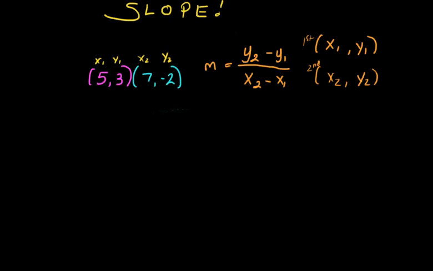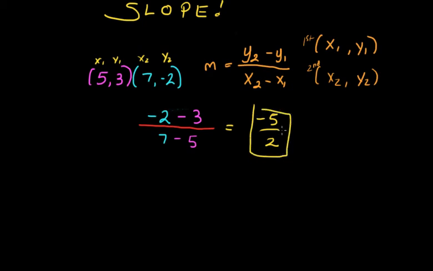All right, so y2 is -2. Okay, and then y1 is 3. So y2 minus y1, -2 minus 3. Cool. Divided by x2, which is 7, minus x1, which is 5. Well, let's see what we get. -2 minus 3, well, that's -5. And 7 minus 5, that's 2. So my slope is -5/2.